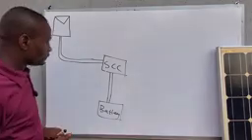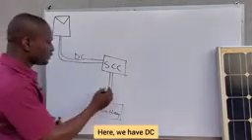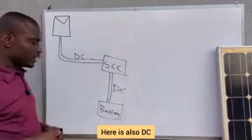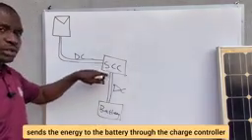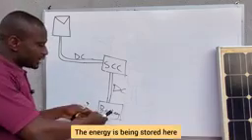Now, here we have DC. Here is also DC. So the solar panels generate the energy, sends the energy to the battery through the charge controller. The energy is being stored here.